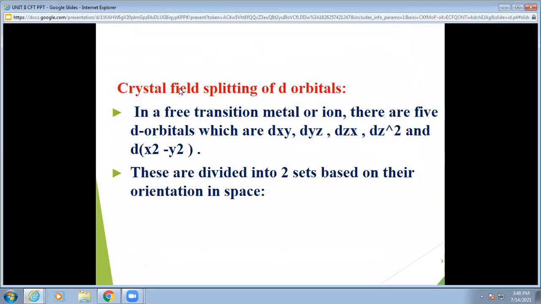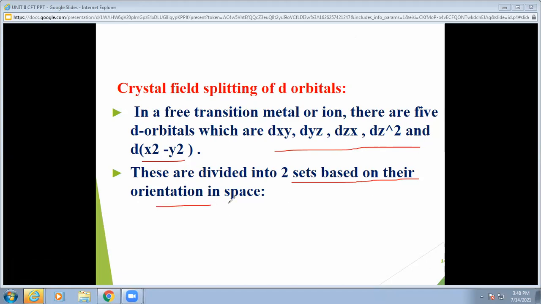CFT is mainly the crystal field splitting of the d orbitals. The splitting is very simple: some orbitals are at a lower energy state and some orbitals are at a higher energy state. Two sets of orbitals are there: dxy, dyz, dzx, dz square, and dx square minus y square. They are divided into two sets based on their orientation in space.